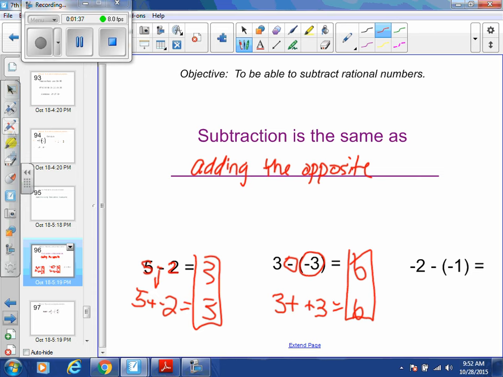Alright, let's do one more for proof. If on your calculator you type in negative 2 minus negative 1, you are going to get an answer of negative 1. If we change the subtraction to adding, and we take the opposite of what comes next, we are going to get negative 1, same answer. So subtraction is the same as adding the opposite.